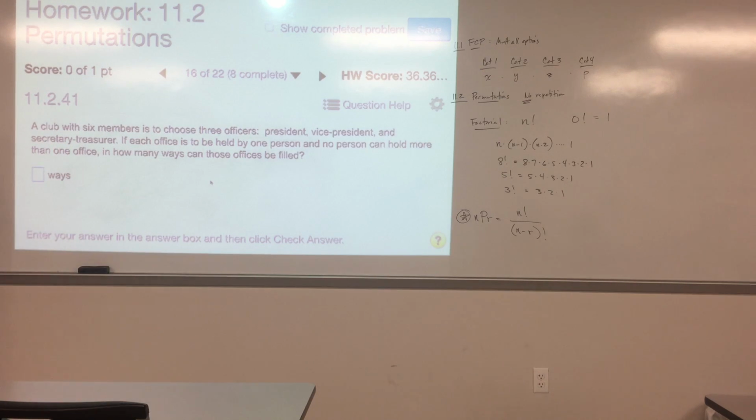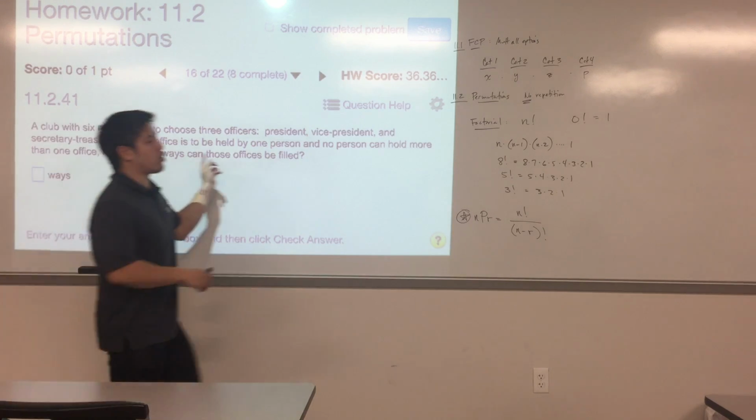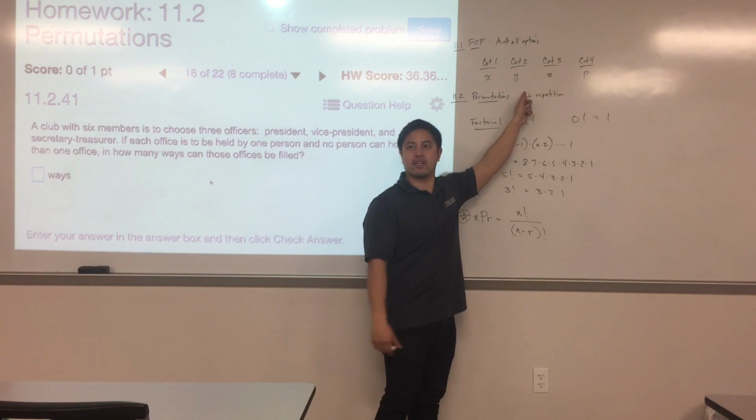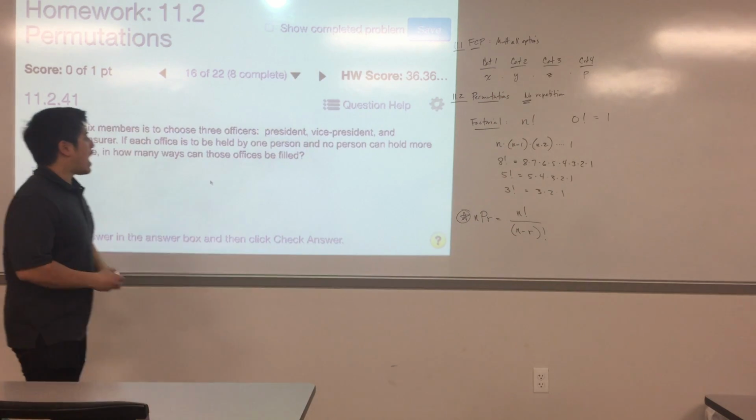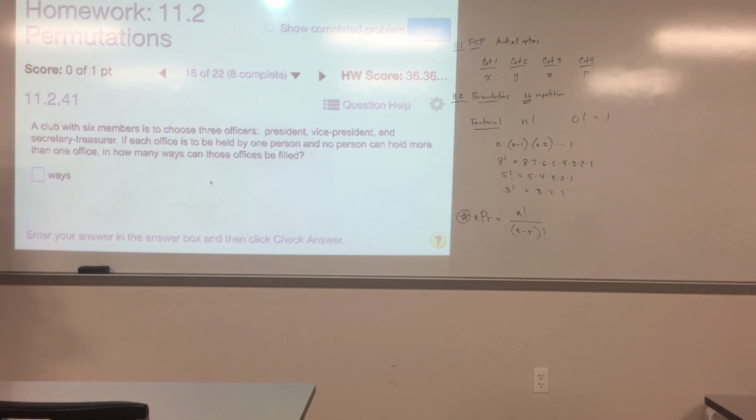A club with 6 members is to choose 3 officers: president, vice president, and secretary treasurer. If each office is to be held by one person and no person can hold more than one office, what's another word for that? No repetition. That's how you know it's a permutation. Does that make sense, guys? How many different ways can the offices be filled?